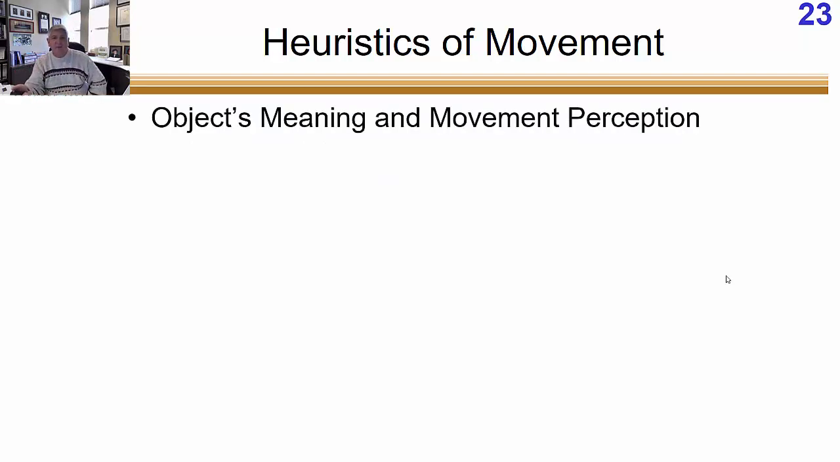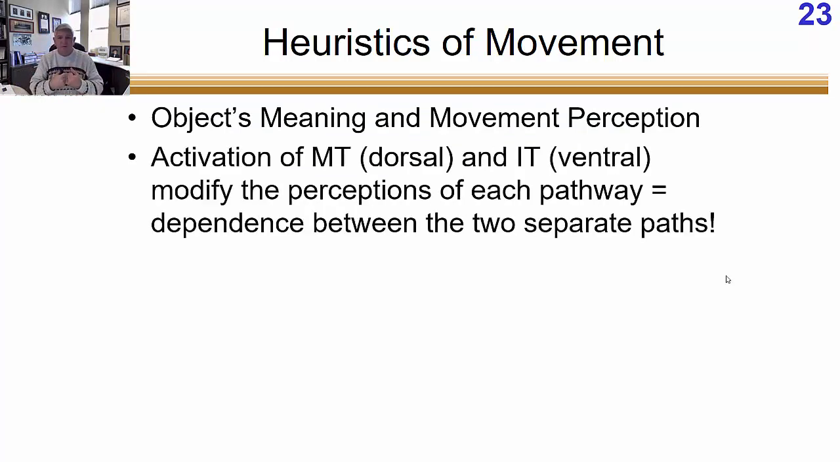We can also have meaning and movement interaction. So there's crosstalk between that middle temporal dorsal and the IT ventral pathway to help identify objects and identify objects' movements, right? So there's a dependence between the two separate pathways. Remember when we talked about dissociations? Oops, that was really quick. Let's see if we can do that again.